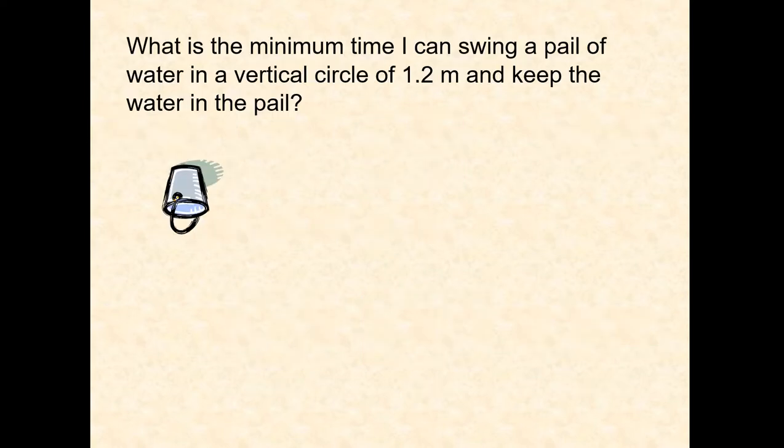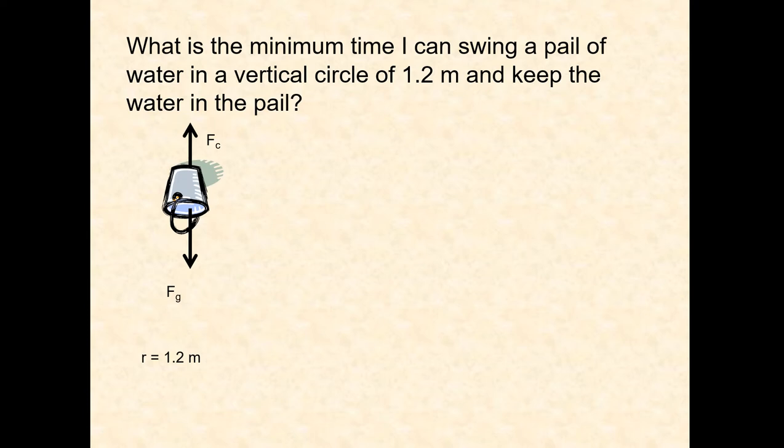Looking at an example: what is the minimum time I can swing a pail of water in a vertical circle of 1.2 meters and keep the water in the pail? Well, let's see. When the bucket is upside down, we will have the force of gravity trying to pull the water out, and the centripetal force keeping the water in. In order for the water not to fall out, centripetal force would have to be equal to gravity or greater. So we will look for the point where they are equal.